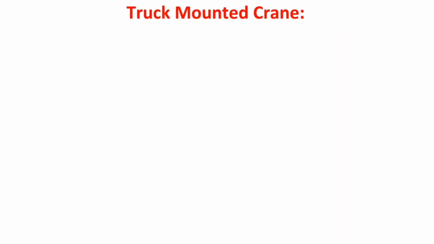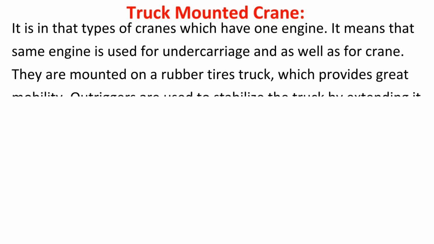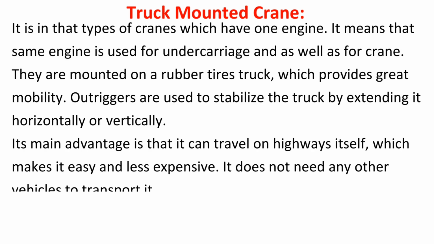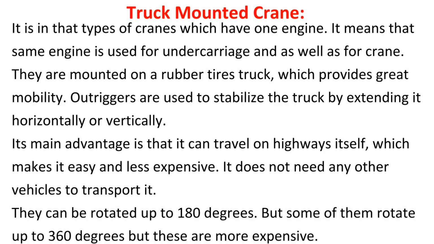Truck-mounted crane. It is in that types of cranes which have one engine. It means that same engine is used for undercarriage and as well as for crane. They are mounted on a rubber-tires truck, which provides great mobility. Outriggers are used to stabilize the truck by extending it horizontally or vertically. Its main advantage is that it can travel on highways itself, which makes it easy and less expensive. It does not need any other vehicles to transport it. They can be rotated up to 180 degrees. But some of them rotate up to 360 degrees, but these are more expensive.